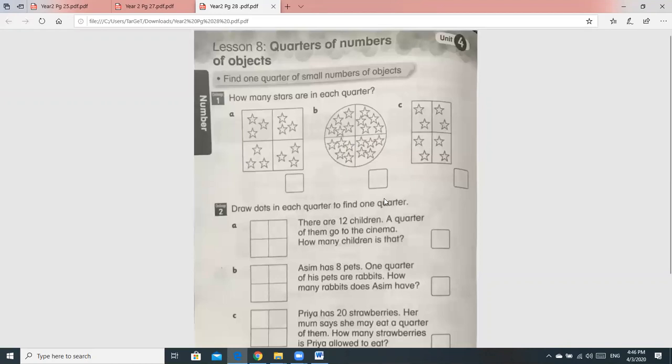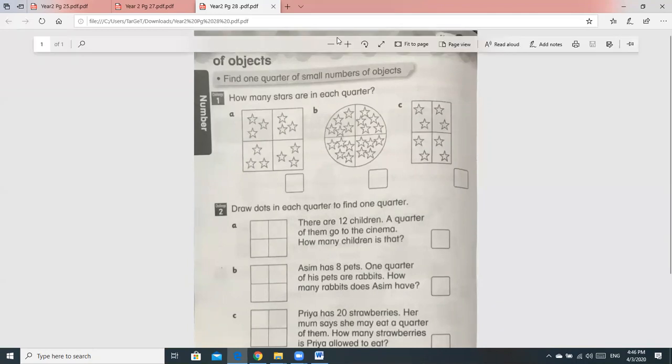Okay, let's make this now. How many stars are in each quarter? What is the quarter? This part. This 1 from 4 is the quarter. This part is quarter. This part is quarter. And this is quarter. I want to know how many stars in 1 quarter. How many? 3. Yes, excellent. 1 quarter has 3. Here, how many stars in 1 quarter? 1, 2, 3, 4, 5.